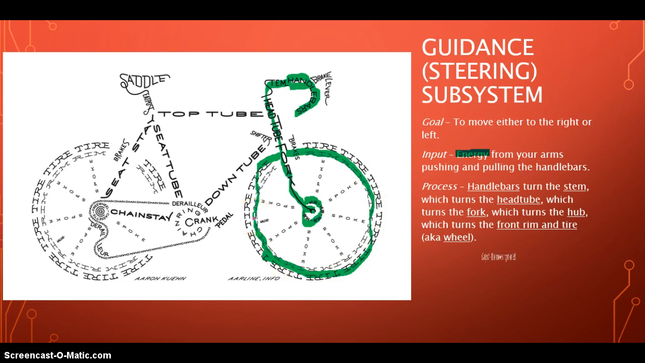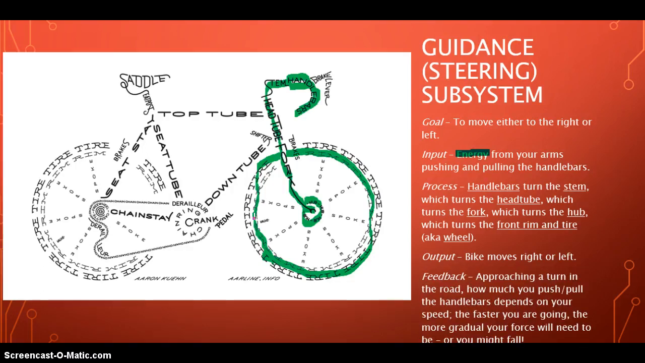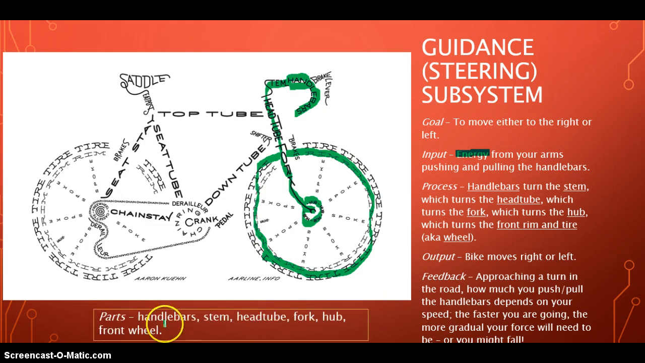And again, hopefully our output meets our goal, that we are actually able to move that bike either right or left, but sometimes that doesn't happen, especially if you're going really fast and you've got a turn ahead. So you're going to have to figure out how much push or pull those handlebars need depending on how fast you're going. If you're going really fast, you're going to have to be gradual with your force, or you might fall.